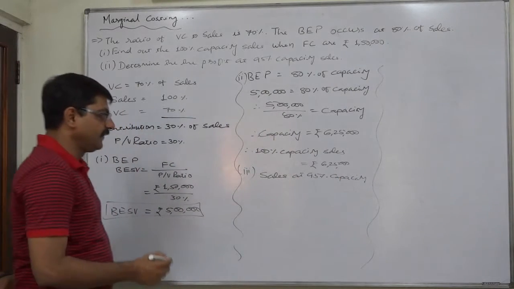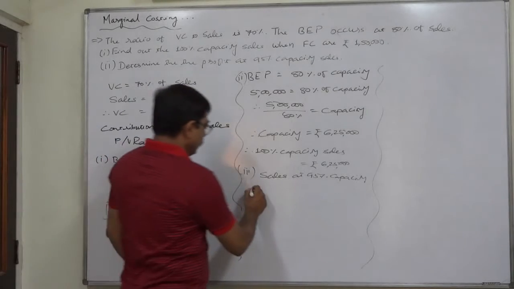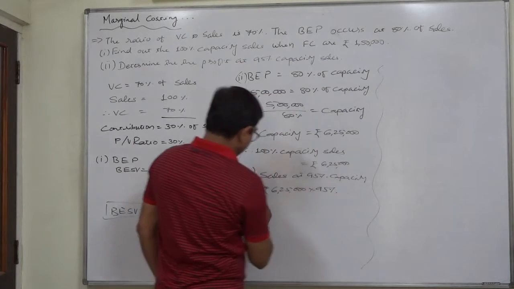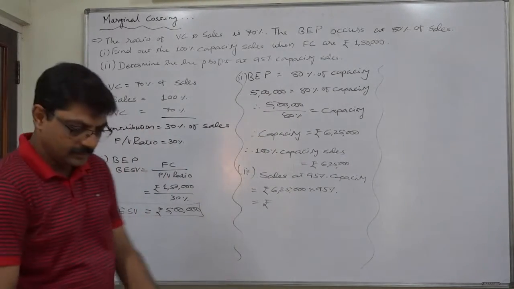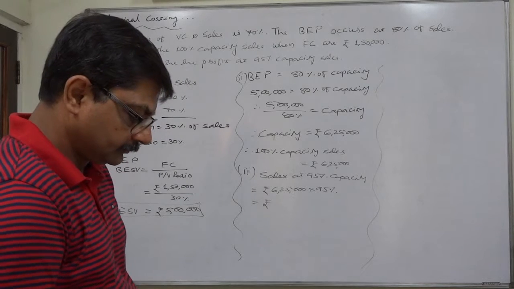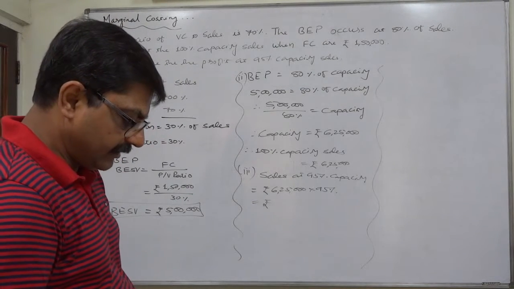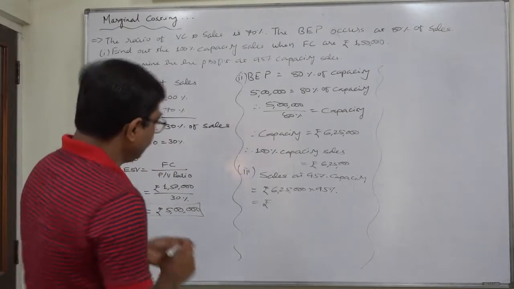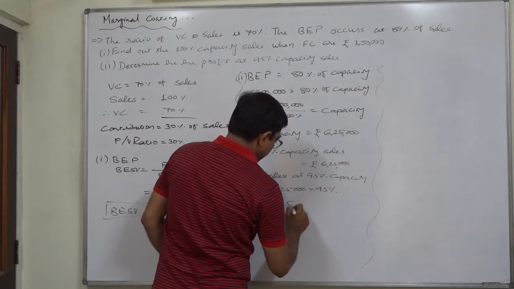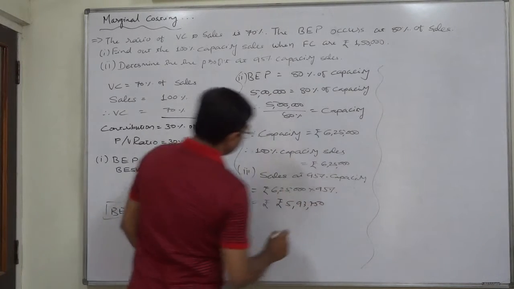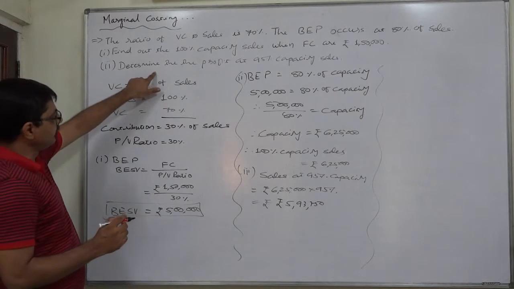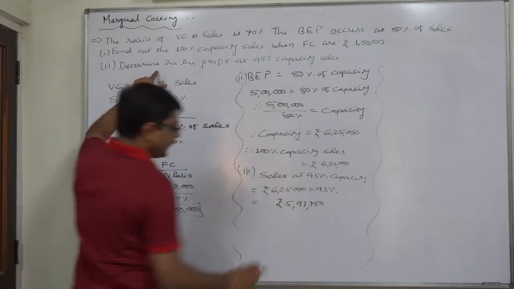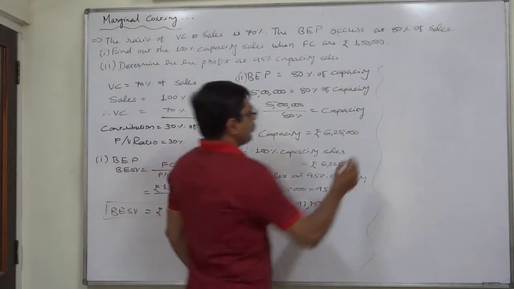What is the sales at 95% capacity? That equals rupees 6,25,000 into 95%. That is rupees 5,93,750. So ultimately the second question is: if the sales revenue is 5,93,750, what is the profit?